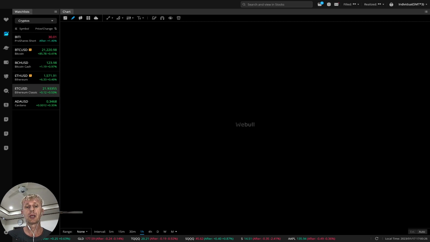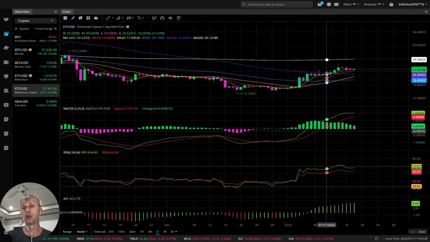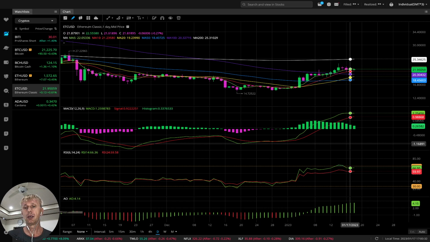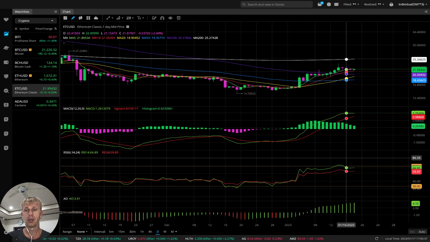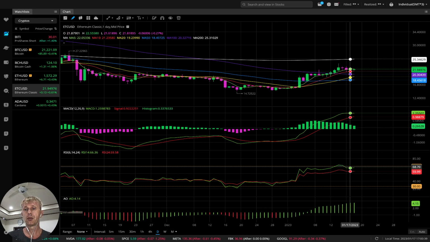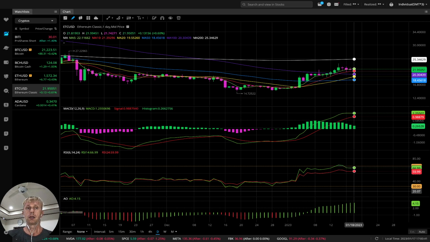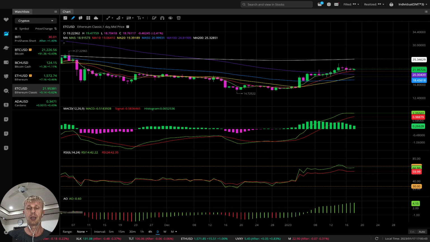Let's check Ethereum Classic on daily. Ethereum Classic on daily, bullish trend on MACD, bullish trend on RSI, and also oscillator. On RSI, it was in the overbought territory. Still bullish on daily time frame.